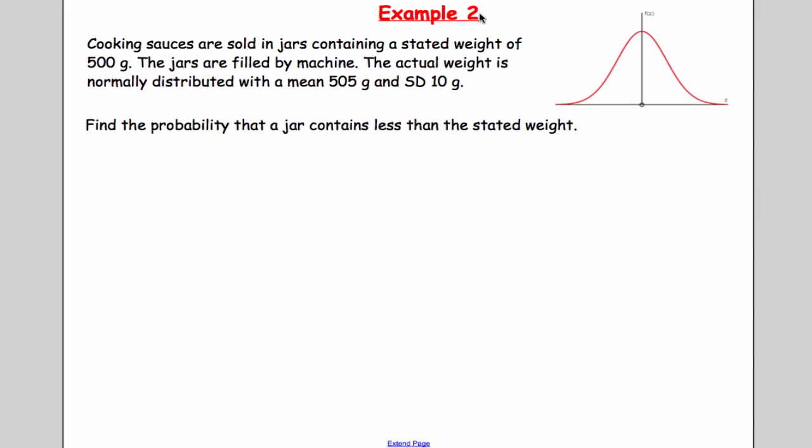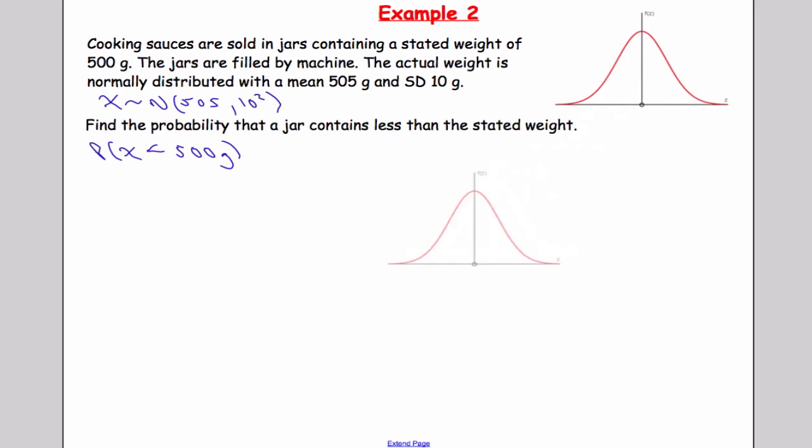I'm told that cooking sauces are sold in jars containing a stated weight of 500 grams. The jars are filled by machine. The actual weight is normally distributed with a mean of 505 grams and a standard deviation of 10 grams. So X is normally distributed with a mean of 505 and a standard deviation of 10. Find the probability that a jar contains less than the stated weight. So I want to know the probability that X is less than 500 grams.